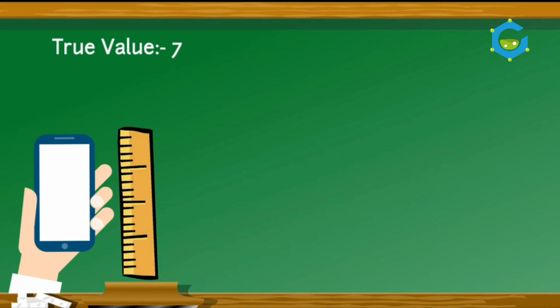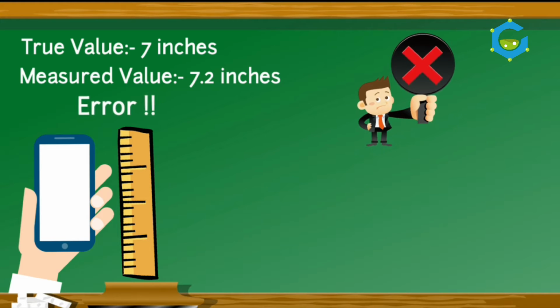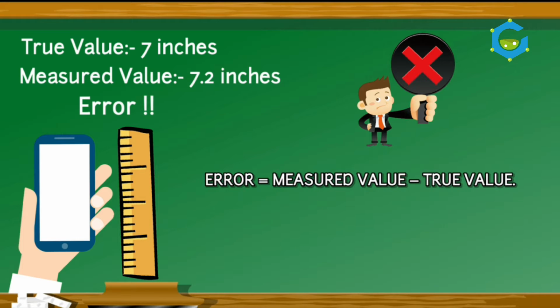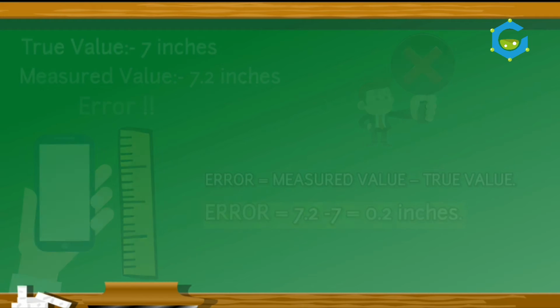For example, suppose we are measuring the length of a mobile. Now the true value of the length of the mobile is 7 inches, but we have got the measured value as 7.2 inches. So there is some error. This error is calculated by the given formula. That is, error equals measured value minus true value. That is, error equals 7.2 minus 7 equals 0.2 inches.